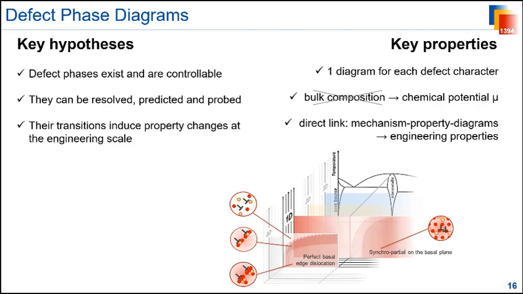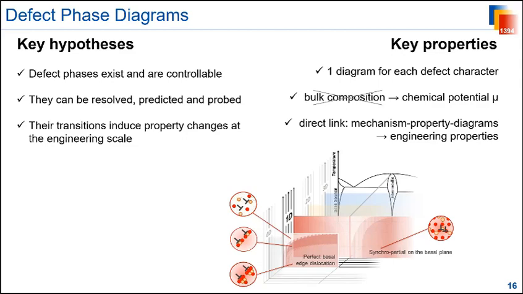For example, the bulk composition can't be the x-axis, but rather, as illustrated in the example, we need to look at the local composition. It'll be the chemical potential that we have in an axis, and we'll talk about this in a bit more detail. And we'll embed these in the framework with a direct link to the mechanisms and therefore also the properties of each defect. That's important because that's how we get from our defect phase diagrams to engineering properties.